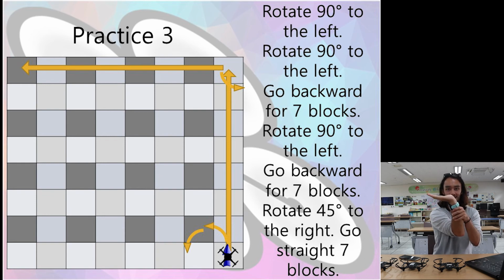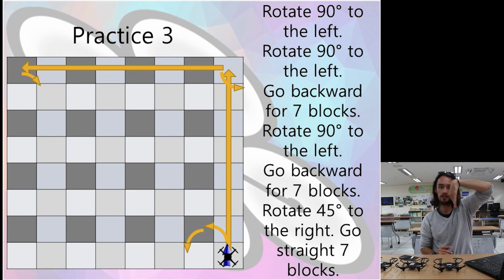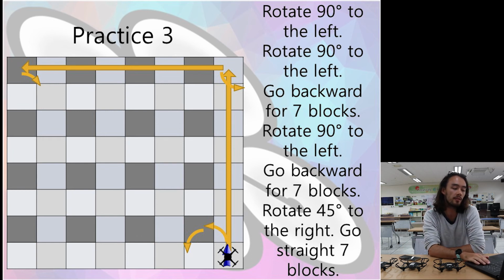So we're facing like this. Rotate 45 degrees to the right. So we're going to rotate like that. So now we're pointing down. So this is down to the right. So now we're going to go halfway and go that way. So 45 degrees to the right and then go straight 7 blocks all the way back to the beginning.